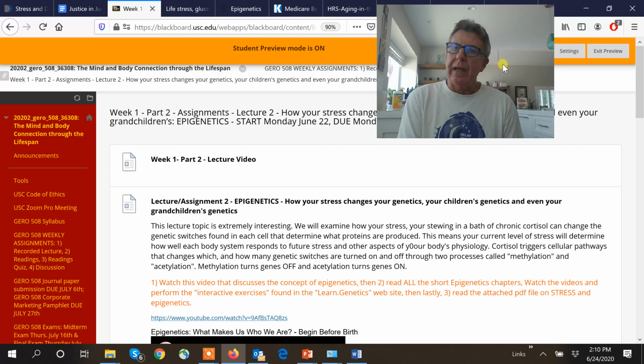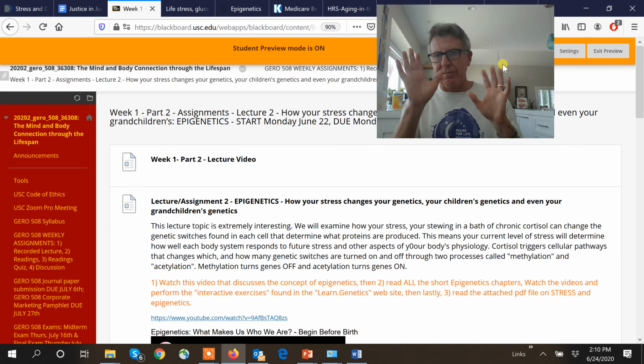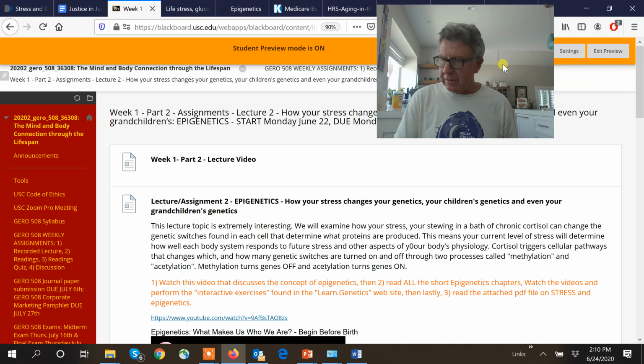When I discuss these changes, the idea is that they can accelerate aging and open the door for age-related diseases. In this article, they call it the phenotypes of aging, just a fancy word for what happens. As we go through the course, I'm going to show you this.